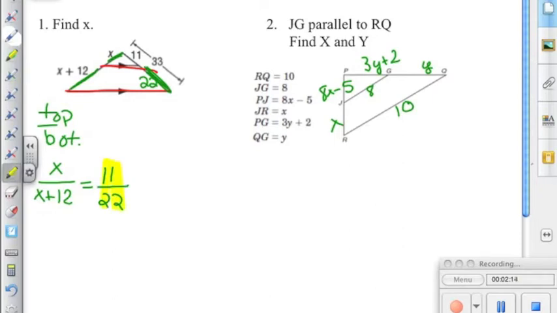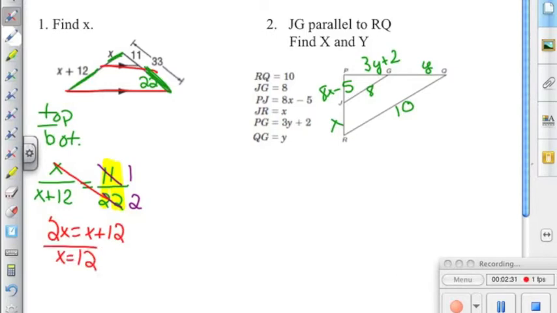Remember, it's quicker if you can reduce a ratio, so I'm going to cancel here. I'm going to make this be 1/2. This is going to make it quick and easy. When I cross multiply, I get 2x equals x plus 12. Move my x, I get x equals 12.